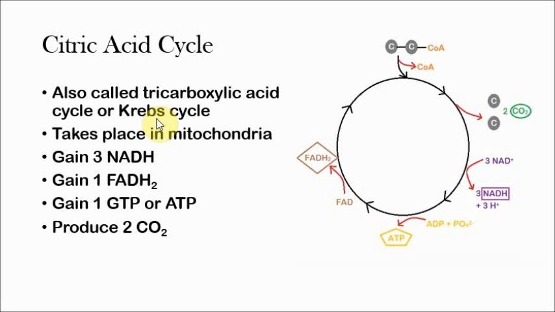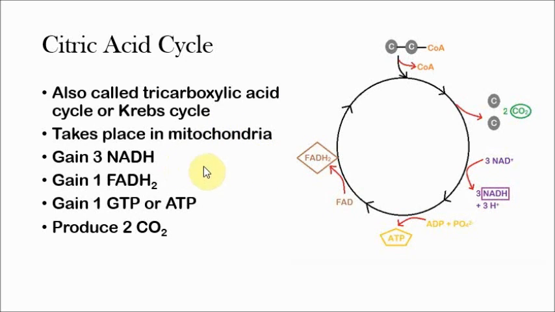You don't really need to know that, but what you do need to know is that the citric acid cycle will take place in the mitochondria. So in contrast with glycolysis, which occurs in the cytoplasm, this is where the molecules will actually go into the mitochondria in order to react in the citric acid cycle.